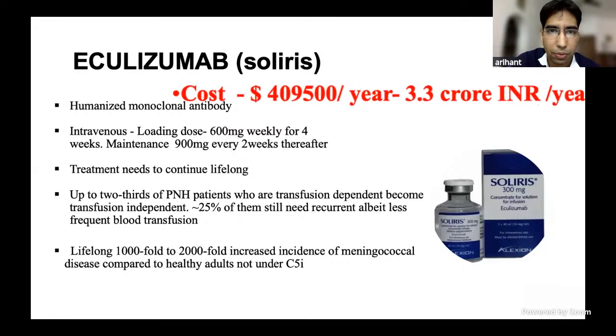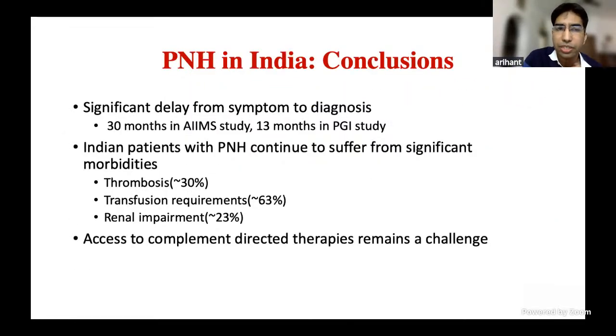So with this, I come to the conclusions that for PNH in India, we do have a significant delay from symptom to diagnosis. It was around 30 months in the AIM study, around 13 months in the PGI study. Indian patients with PNH continue to suffer from significant morbidities: thrombosis in around 1/3 of the patients, transfusion requirements in around 60% of the patients, renal impairment in nearly 1/5 of the patients, and access to complement directed therapy remains a challenge. Thank you.